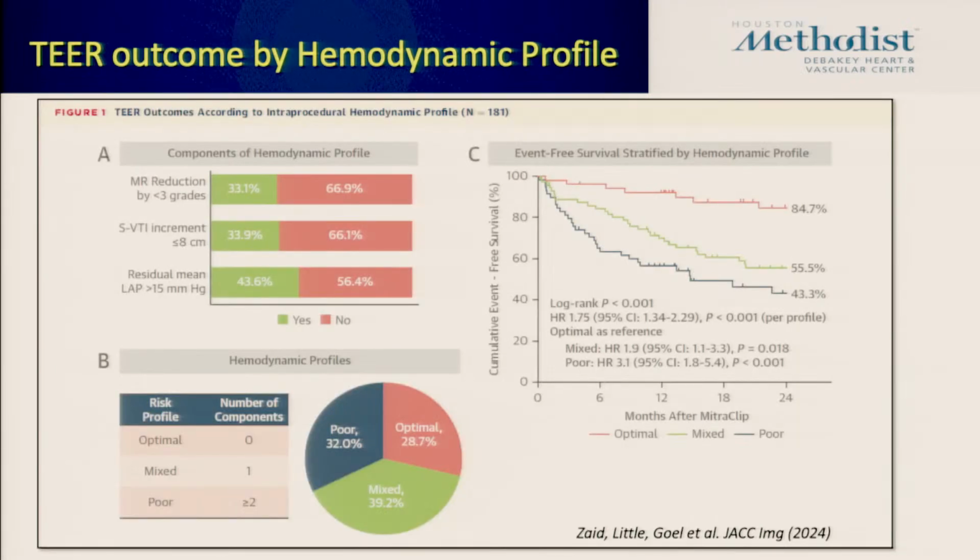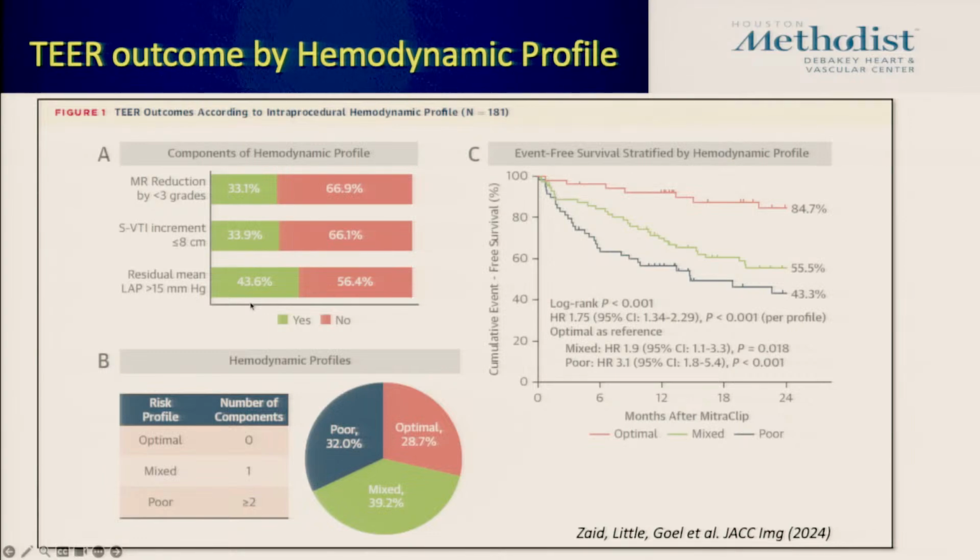And this is from one of our studies here just a couple of years ago. Similar, we looked at the 3 important things. Did you reduce the MR by at least 3 grades? On the VTI of the S wave, so from small to big or from negative to positive, was that delta at least 8 centimeters on the S wave VTI? And did you reduce the LA pressure to less than 15?